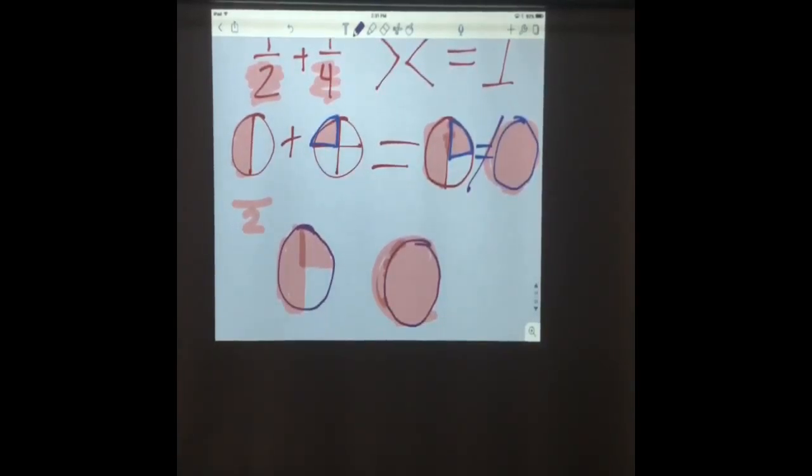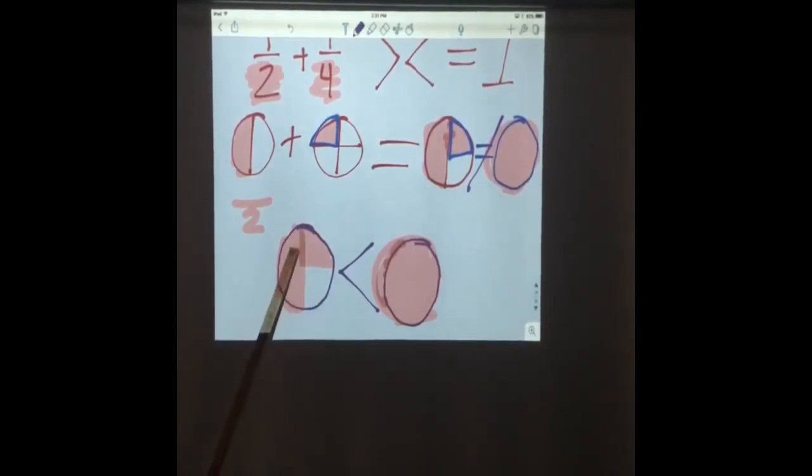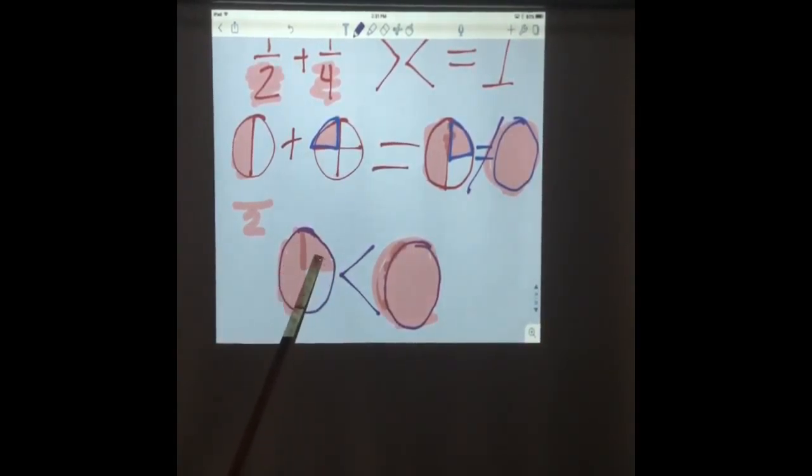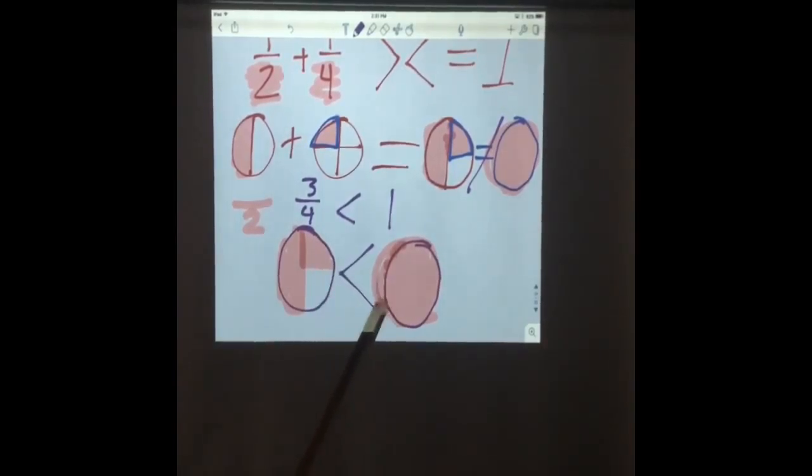That's right. It is less than. So 1/2 plus 1/4 is less than 1 whole. Because this is only 3/4. So we could write it like 3/4 is less than 1 whole. And we just demonstrated that 3/4 is less than 1 whole.